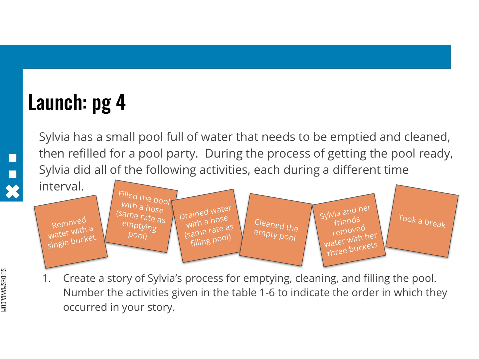It says, Sylvia has a small pool of water that needs to be emptied and cleaned, then refilled for a pool party. During the process of getting the pool ready, Sylvia did all the following activities, each during a different time interval. Create a story of Sylvia's process of emptying, cleaning, and filling the pool. Number the activities given in the table 1 through 6 to indicate the order in which they occurred in your story. So go ahead and pause, do that, and then come back to me.